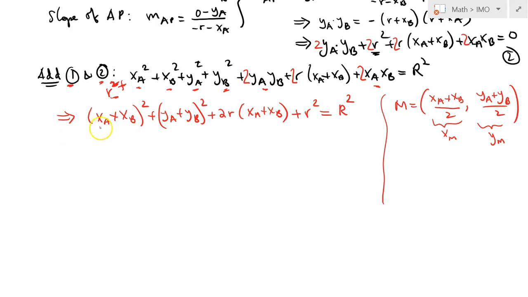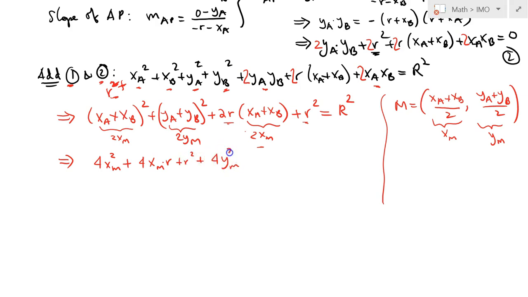So as a result, here we have 2xm, and this one is 2ym. Finally, this one is 2xm. Now, recasting this whole thing carefully, we get that 4xm squared plus 4xmr. So from these two, we multiply 4xm times r, and then we have, let's put the r squared first, plus r squared plus 4ym squared is equal to r squared.